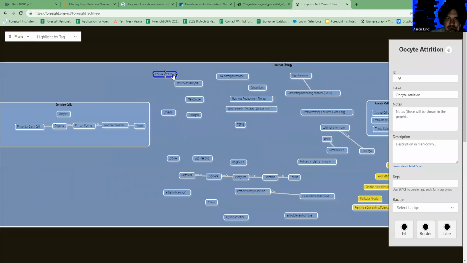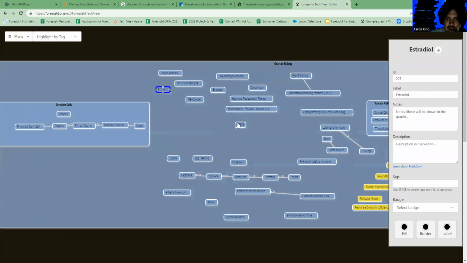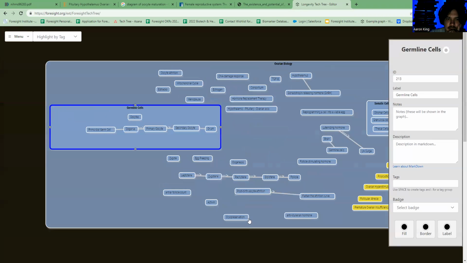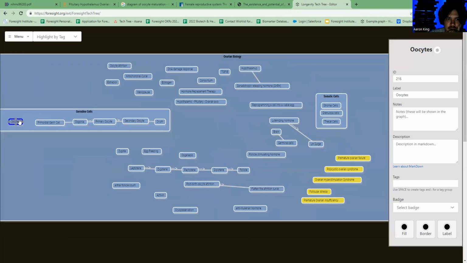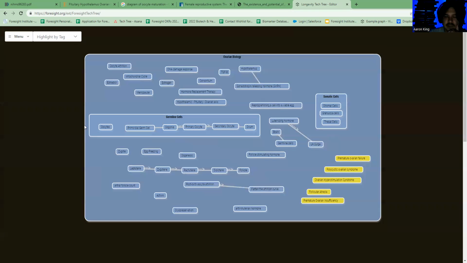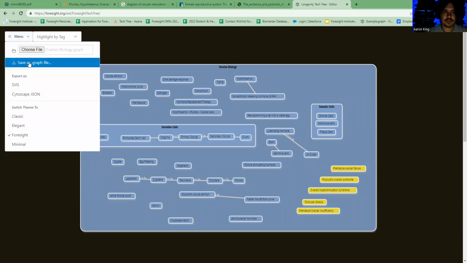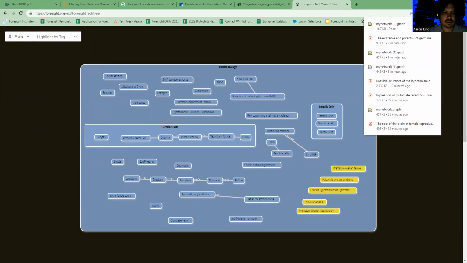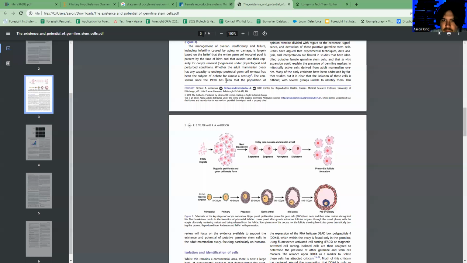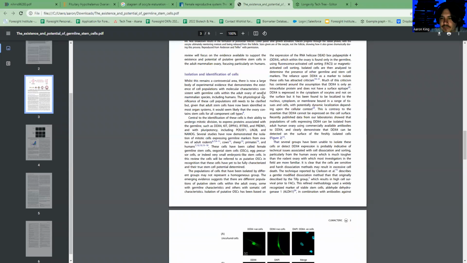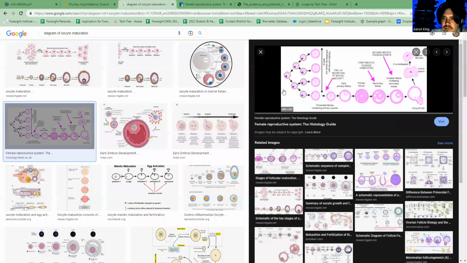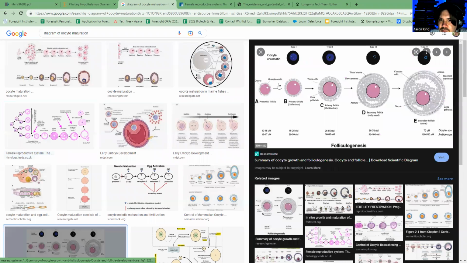The spacing is a bit weird, but okay. Let's find a thing. All right. Okay. Anything else? Primordial follicle, primary follicle, secondary.